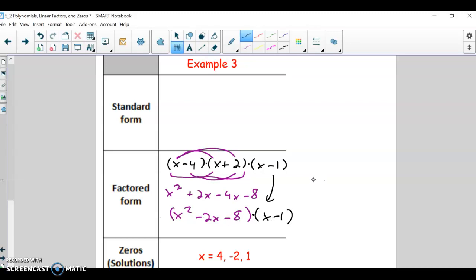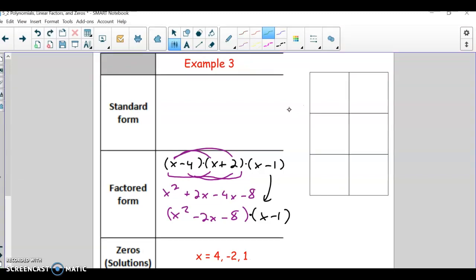So what I end up doing is drawing like a 3x2 box and using that to organize my work when I multiply them. So here's my box, and on the top I put the x minus 1, this binomial. The trinomial goes on the side.